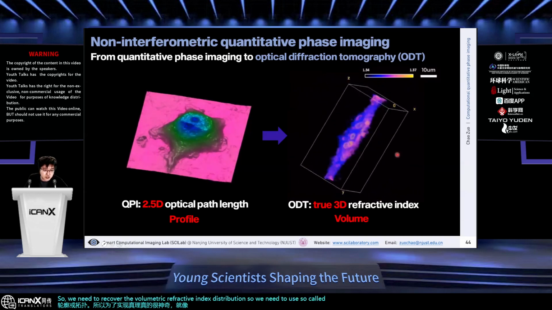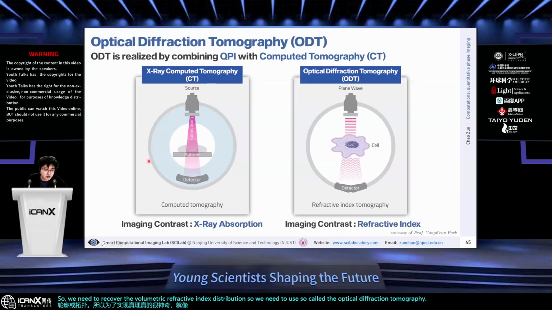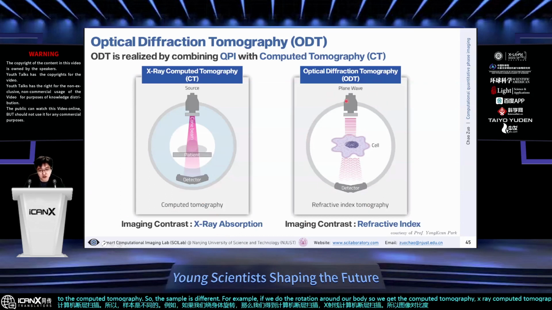The principle of ODT is quite similar to computed tomography, but the sample is different. For example, if we do the illumination or rotation around our body, we get X-ray computed tomography, where the image contrast is absorption. But if we do a similar procedure with light, we have so-called optical diffraction tomography. So we recover the 3D refractive index of the sample.